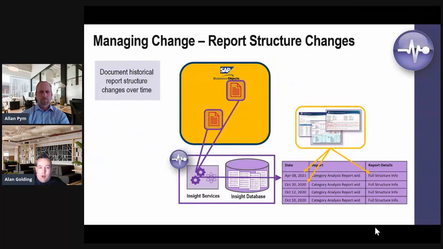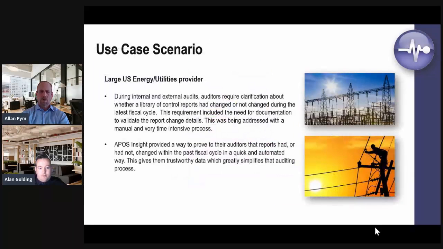Not only that as well, we capture changes over time. So as your reports are being developed and they change over time, it's important to be able to log and capture those changes. So Insight's able to log historical changes over time of not only reports, but your folders, your security, your universes, and so on. All right, lots of granular information that can be utilized there.